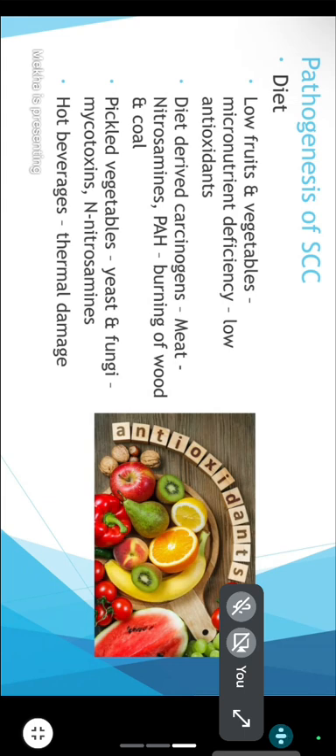Diet: low fruits and vegetables, micronutrient deficiency causes low antioxidants and thus helps in the pathogenesis of SCC. Diet-derived carcinogens, especially in meat, we have nitrosamines; burning of wood and coal causing polyaromatic hydrocarbons; pickled vegetables and nitrosamines; yeast and fungi having mycotoxins; hot beverages causing thermal damage. All this is for SCC.